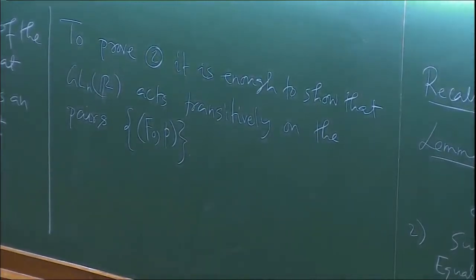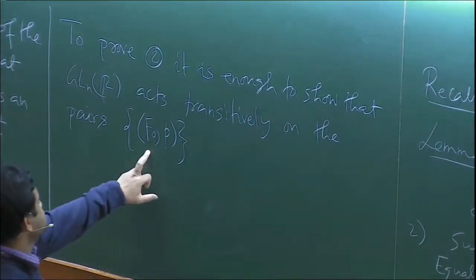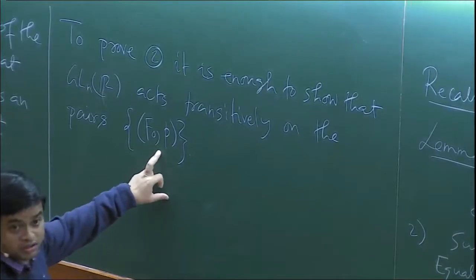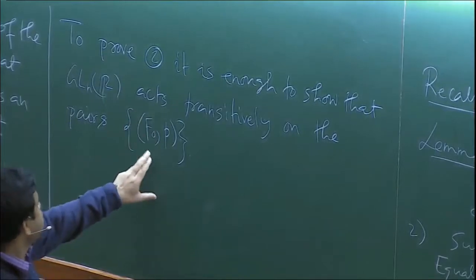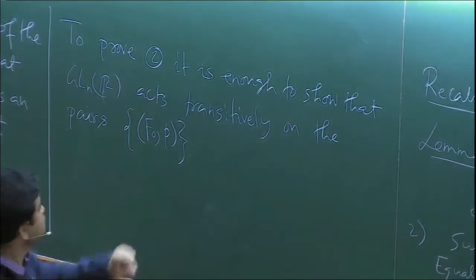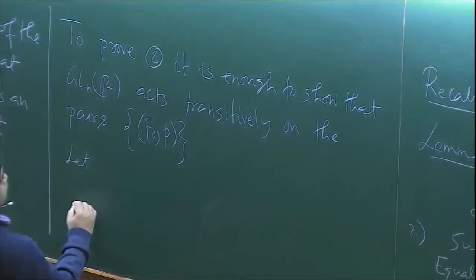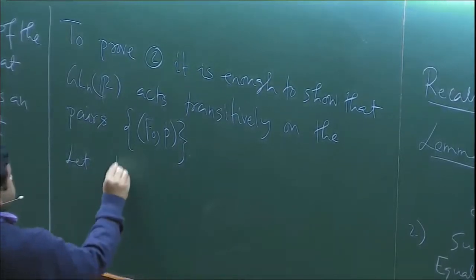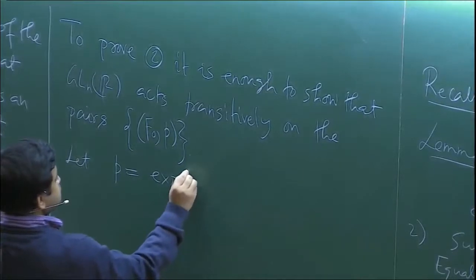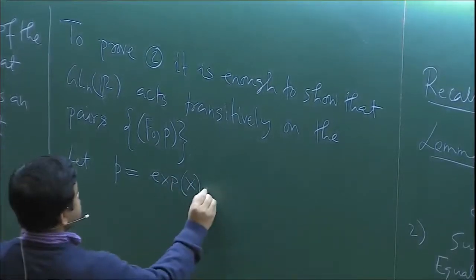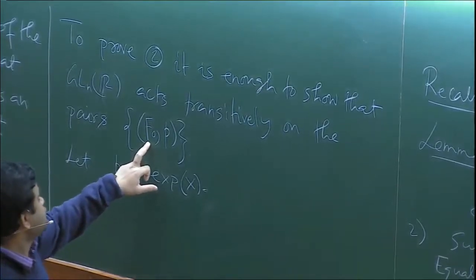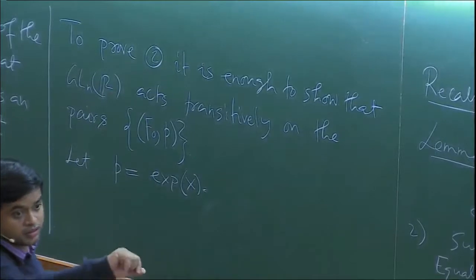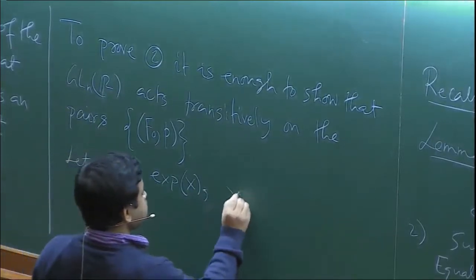So this is what you have to show finally. Now how do I show this? Therefore I can show that given any such thing, there is an element of G which will fix F naught setwise and take the identity element to that point. So let us say P is exponential X. P is the image of this standard diagonal matrix, right? So X is a diagonal matrix.